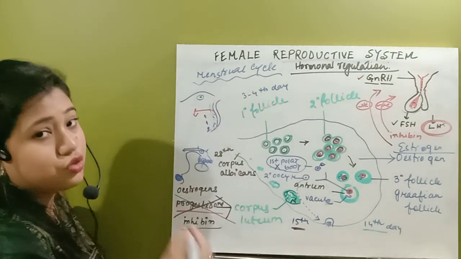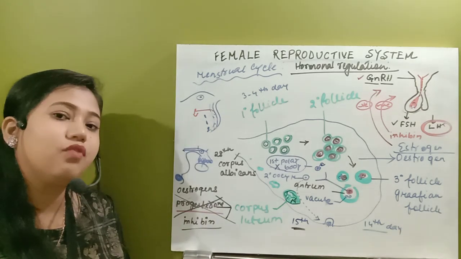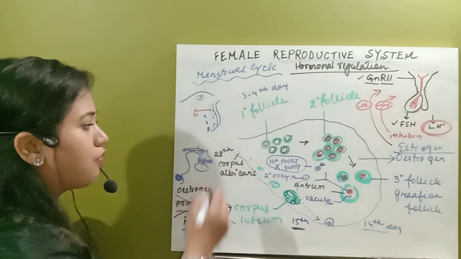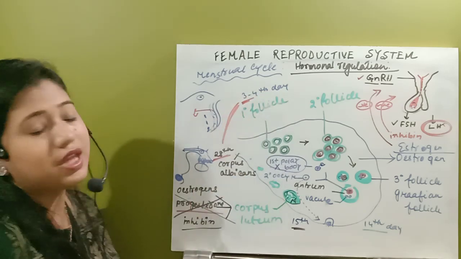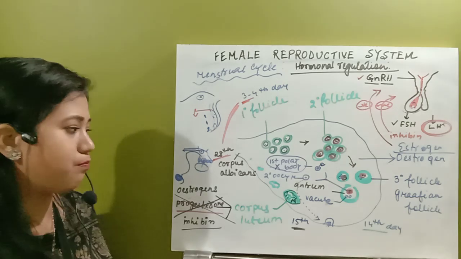So after the 28th day, as I told, in the menstrual cycle we'll come to the fourth phase, that is the bleeding phase or menstrual phase. From the 28th day up to 3 or 4 days, we have this menstrual phase or bleeding phase. In that phase, what happens?